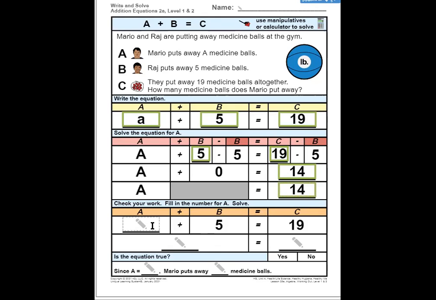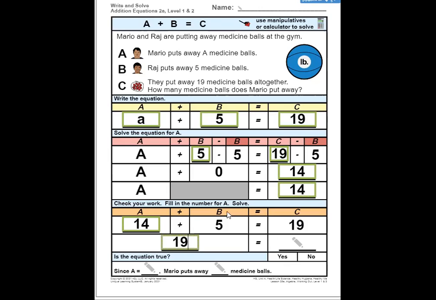14. So where we see A, we can now put 14. Okay, plus B, which we know is 5. So 14 plus 5 equals C, 19. Well, we're going to have to come down here and check that. Is 14 plus 5 19? Is that true? Do you remember? Plus 5 more. Very good. 19. Let's plug it in.